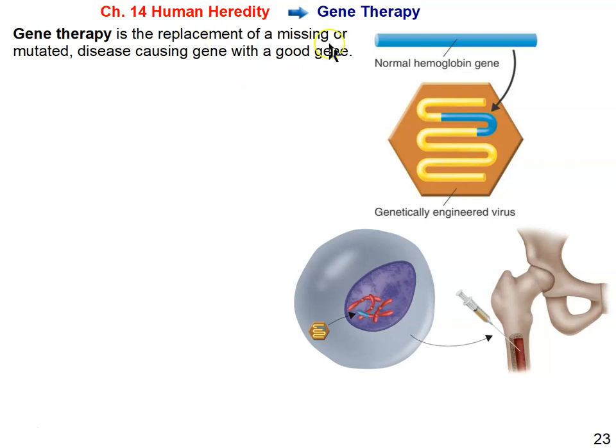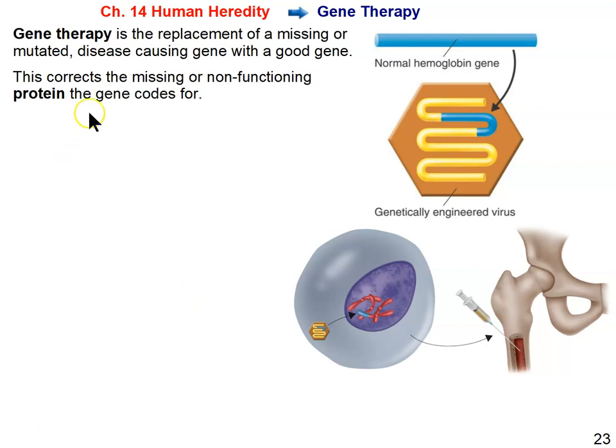In gene therapy, the whole idea is that you can take an individual that has a genetic disorder, and that genetic disorder is being caused by a mutated gene, a bad gene. And the promise of gene therapy is that you could actually replace the bad gene with the good gene in the cells that it needs to be replaced in the individual. And if there's a bad gene, that means there's a bad protein. So if you replace the bad gene with a good gene, that means you're also correcting the missing or non-functioning protein that the gene codes for.